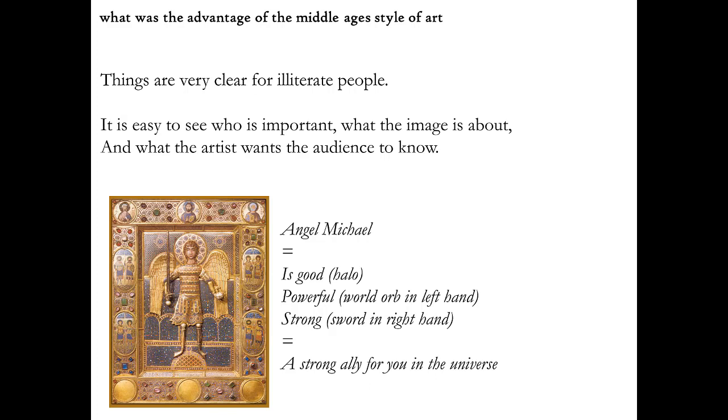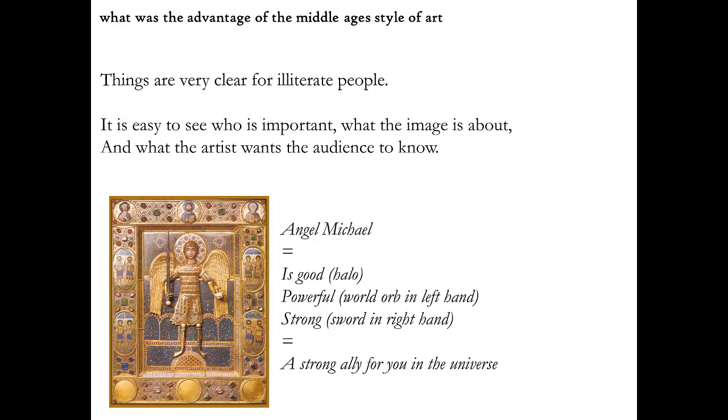So here's an icon of the angel Michael. What do we know about the angel Michael? Well, we might be bringing ideas about the angel Michael. The archangel is a warrior, right? He's one of the 7 archangels. But what does the icon tell us? That Michael is good. He's got the halo. He's important. He is in the middle of the icon. The other religious figures are around the edges. He's powerful.